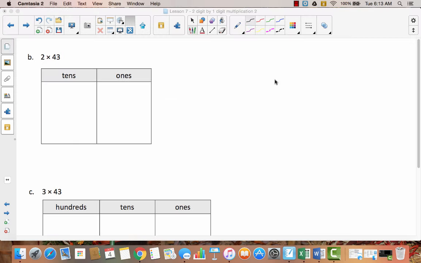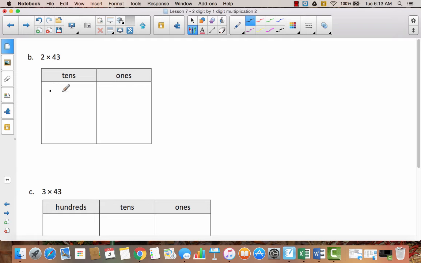Okay, so now let's try one together. So we have 2 times 43 instead of 1 times 43. So let's start with 43. So that's going to be 4 tens and 3 ones. So that's 43 one time. Let's go ahead and do 43 2 times. Because I don't have any groups larger than 10, I don't have any bundling to do. Let's write this vertically. 43 times 2.